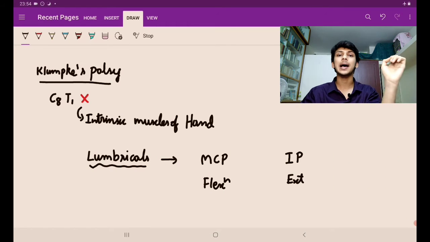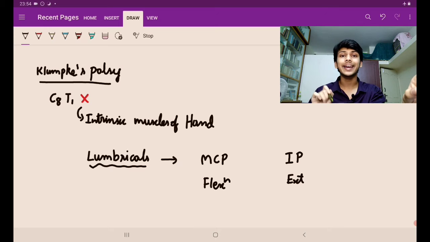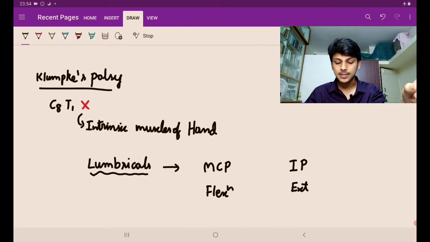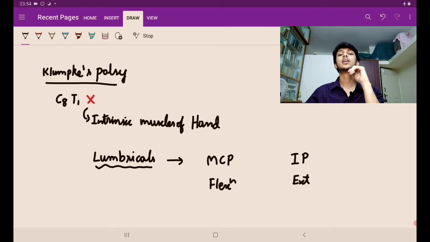Klumpke's paralysis happens when there is damage to the lower trunk of the brachial plexus. What is the root value of the lower trunk of the brachial plexus? The root value is C8 and T1. So if they are damaged, the nerves having contributions from C8 and T1 will be damaged, and the muscles involved will be paralyzed or weakened. So the actions of those muscles will be affected and the manifestations happen. In Klumpke's paralysis, the main manifestations are the complete claw hand and Horner syndrome.